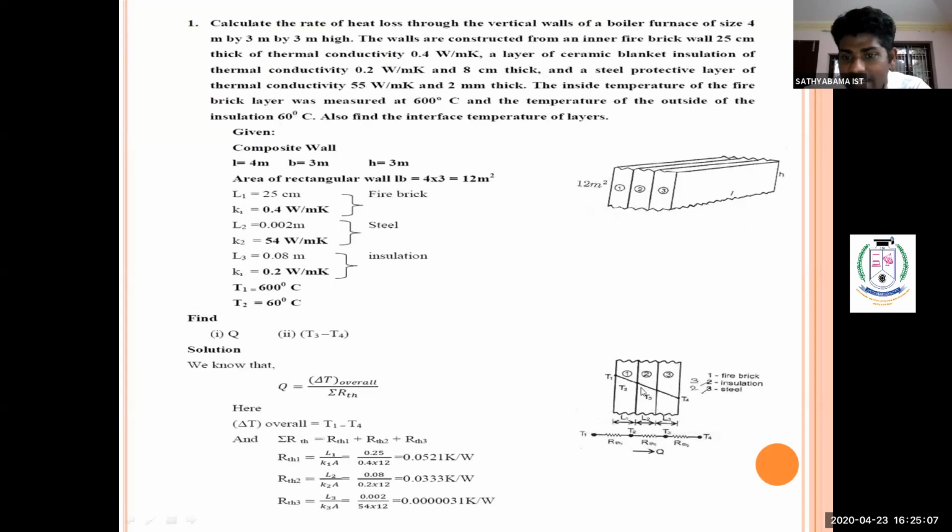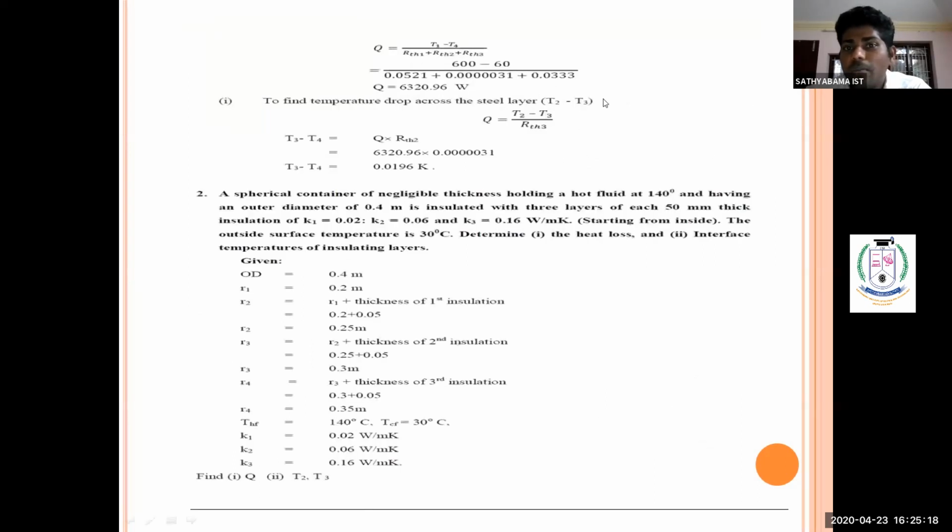See, the second layer is the steel layer. If I am considering the second layer, what will be the temperature difference, del T? Del T is T2 minus T3, divided by R2. Because I am taking only that layer. What is the temperature difference across that layer? If you are considering 3 layers, the temperature difference will be T1 minus T4. If you are considering a single layer, the second material, then the temperature difference will be T2 minus T3. So directly I am substituting and finding the answer.